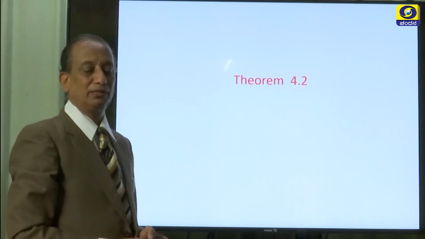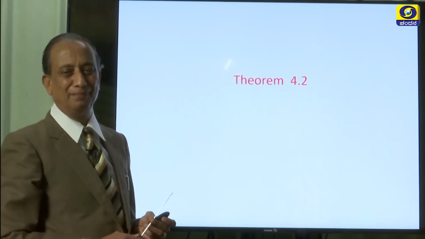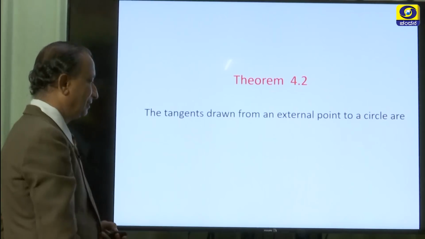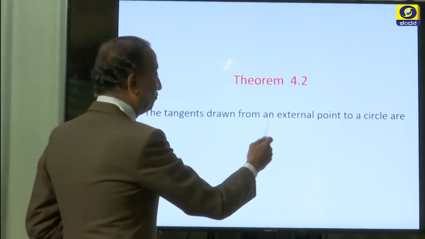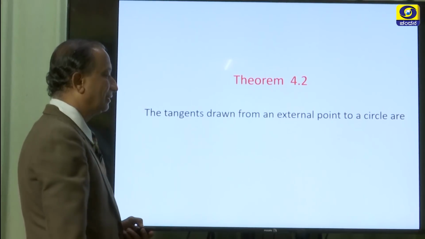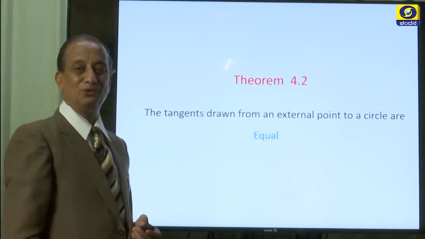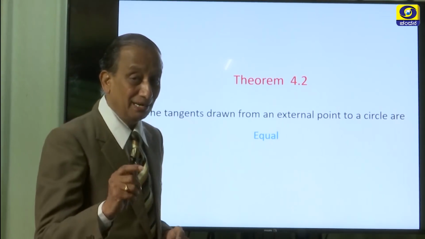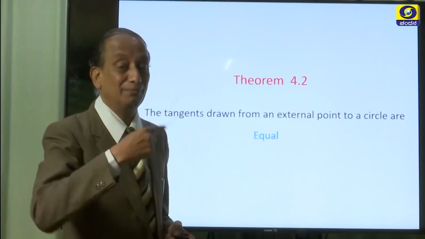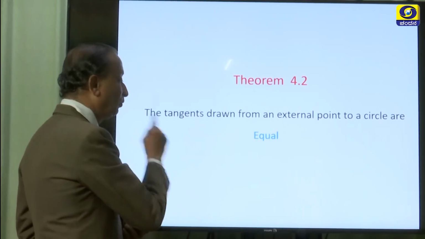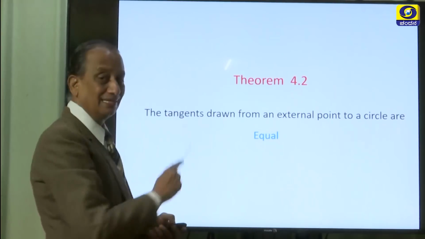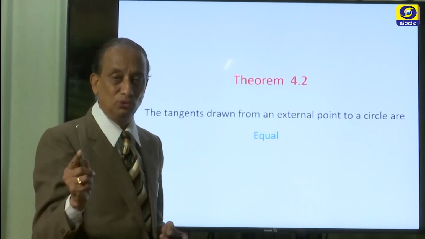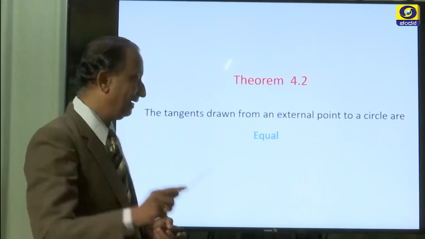Now let us go to another very small, very fundamental theorem on the tangents to a circle. The tangents drawn from an external point to a circle are equal. See, from an external point, we are not considering a point on the circumference. We take some external point, and you know that through that point we can draw only two tangents, and in this theorem we have to understand that the lengths of those two tangents are always equal.